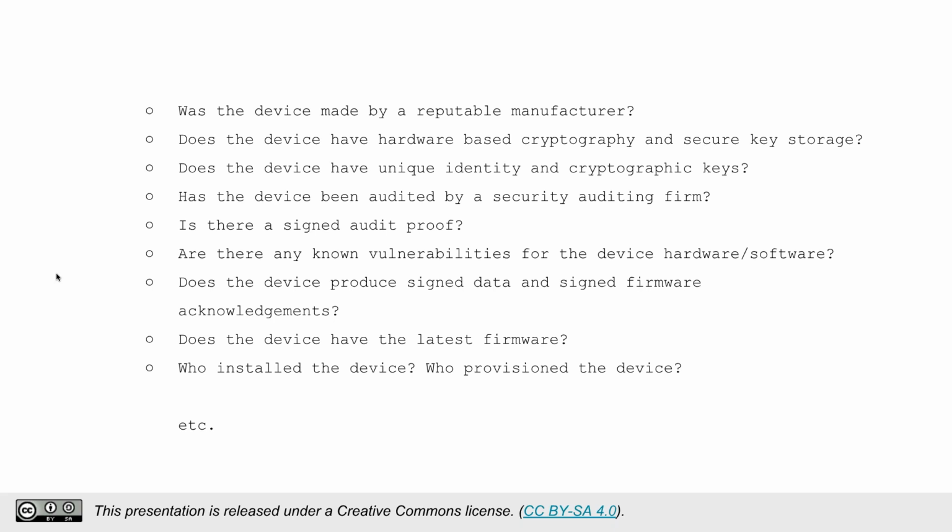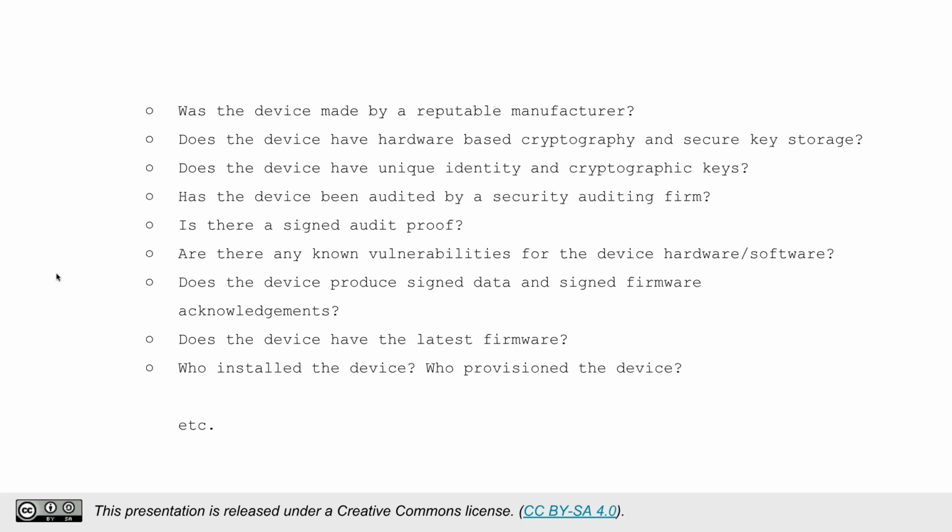Does the device produce signed data? Are the firmware updates signed? Is there a possibility that the firmware in the device is actually not what we think it is and is malicious? Does it have the latest firmware? Who installed the device? Who provisioned the device? All of these things about the life of a device become provable. And they don't have to be provable in public. You could imagine that some of this data stays private. In Ockam, we have this notion of private zones that are related to public hubs. But essentially, you can have systems where some information is private, but you can reveal proofs about that private information to the public.